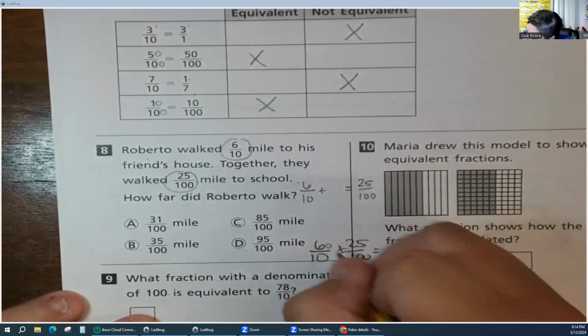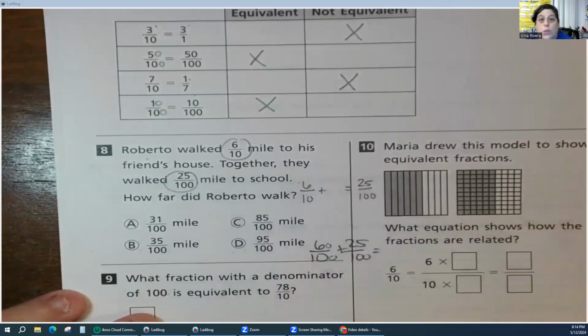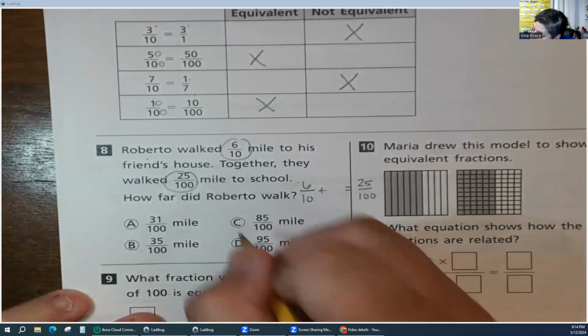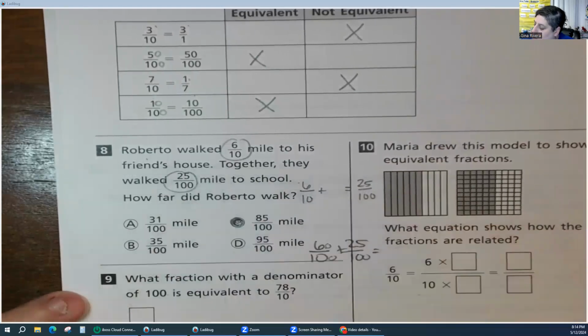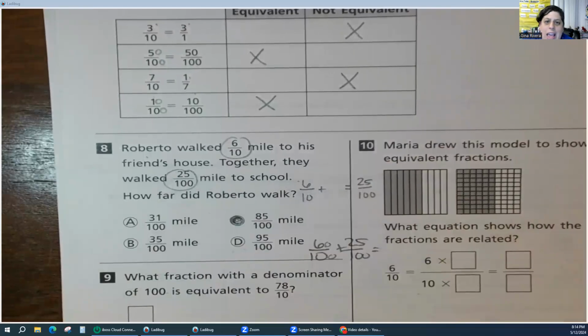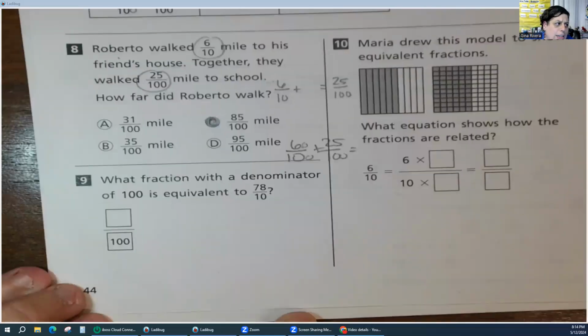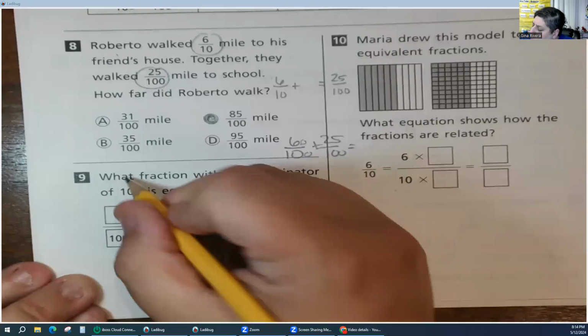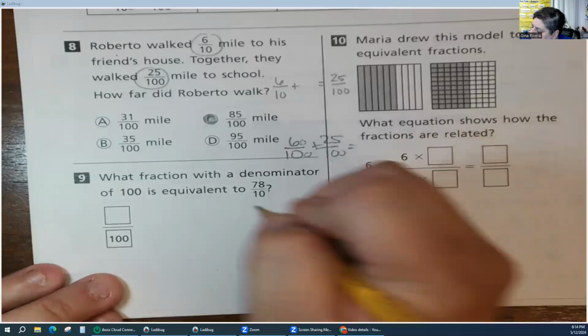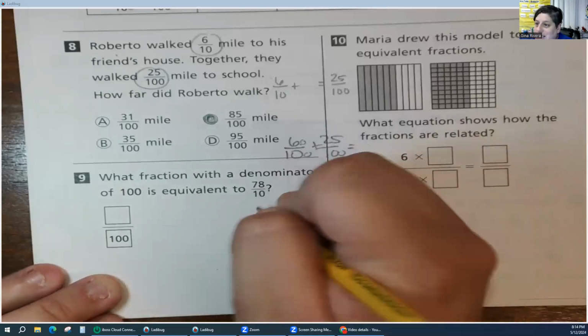So I add a 0 to the top and bottom in order to add them, because I cannot add things when they have different denominators. 60 plus 25, that's 85. So together he walked 85 hundredths, okay? And sorry that I confused you there in the beginning. That's my bad. What fraction with the denominator of 100 is equivalent to 78/10?